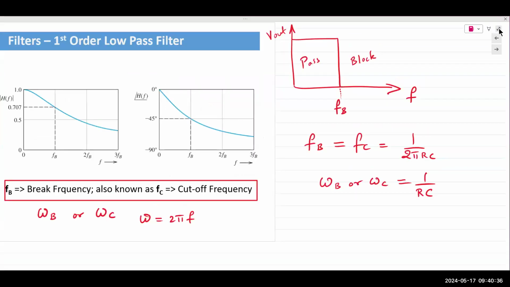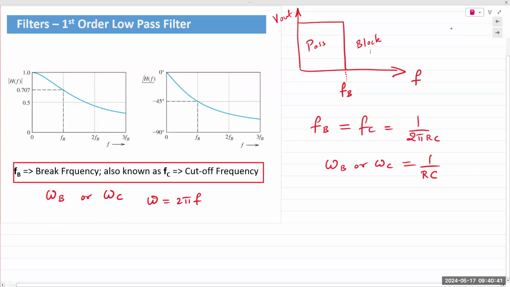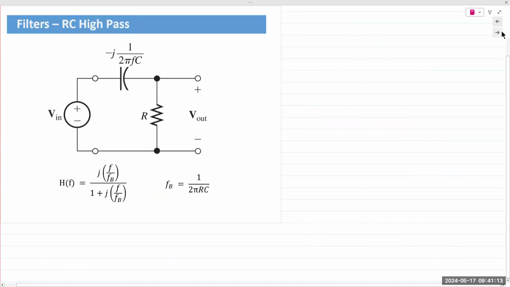So what if we take the output across the resistor instead of the capacitor? What do you think would happen? The same circuit, but instead of taking the output across the capacitor, you take the output across the resistor. Chapter 1, current flows in one direction from a source, from minus to plus. When it enters the resistor, it's positive, exits negative, capacitor positive, negative, right? So if you take the output across the resistor, you would get something like this.